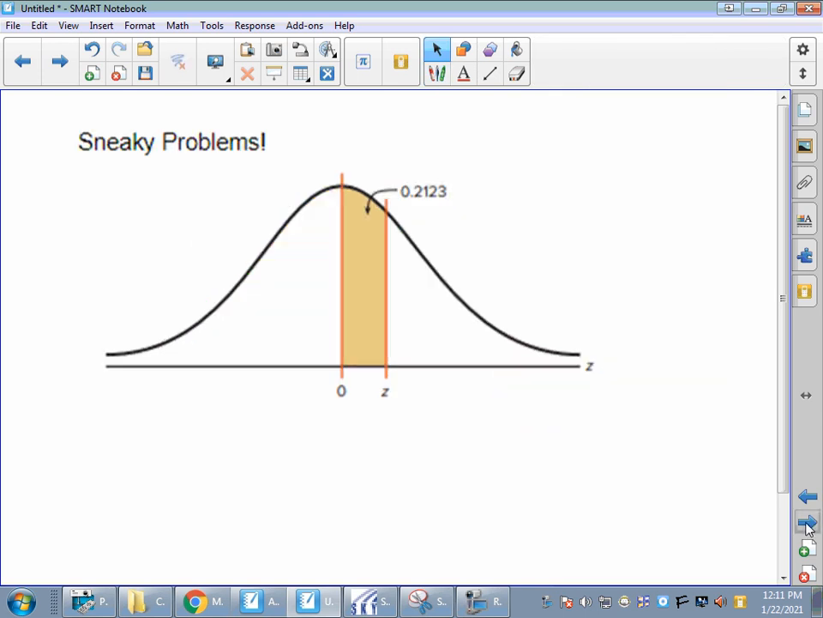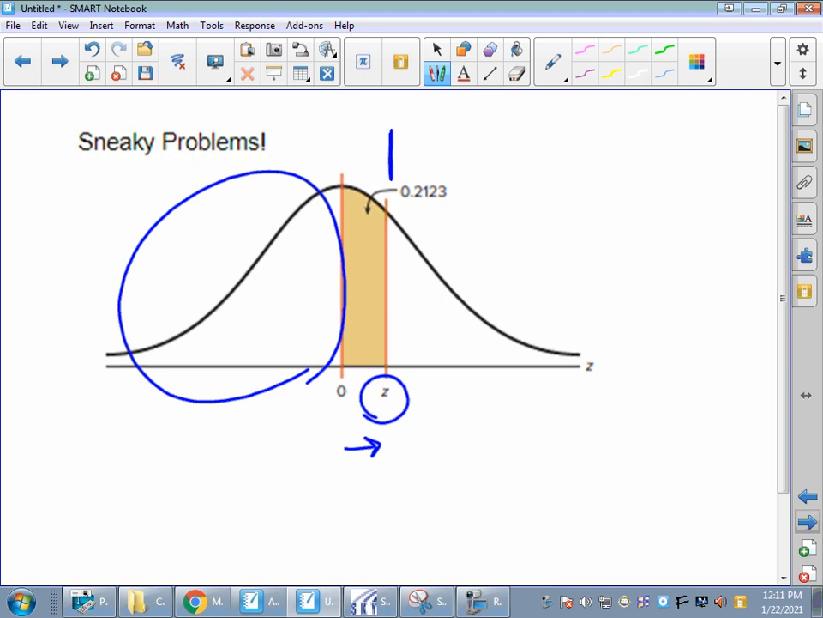I threw a sneaky problem in here. You have to really be looking, thinking, and figuring things out. If I ask you to find the z-score on this problem, you know that the z-score has to be positive, right? Because it's to the right of the mean. So when we do between problems, we subtract, right? We took this area and subtracted that other. Well, this whole area that we subtracted out has a z-score of 0. So I have to put that 0.5000 back in there.